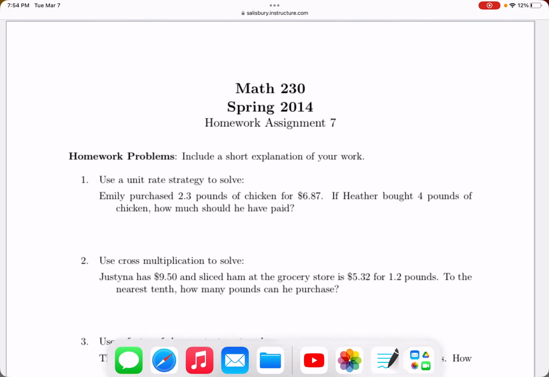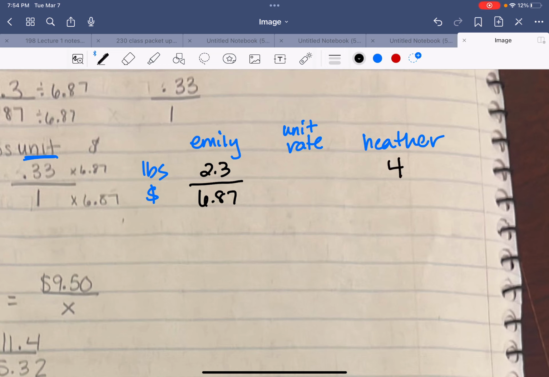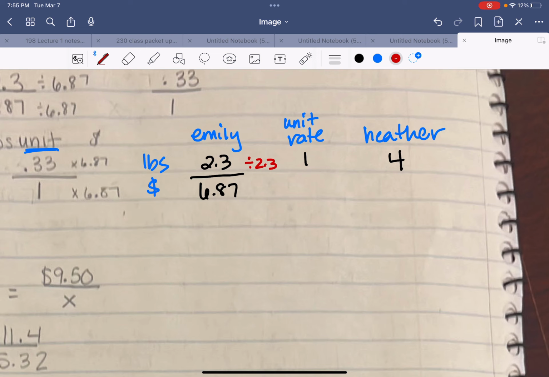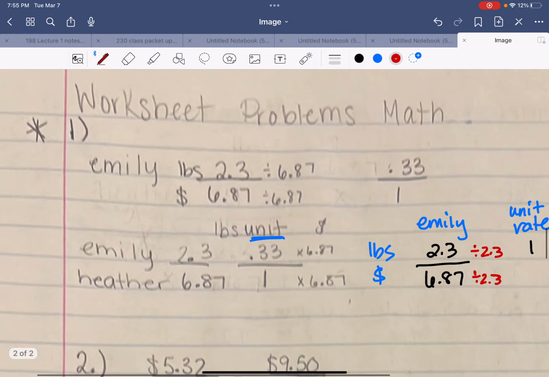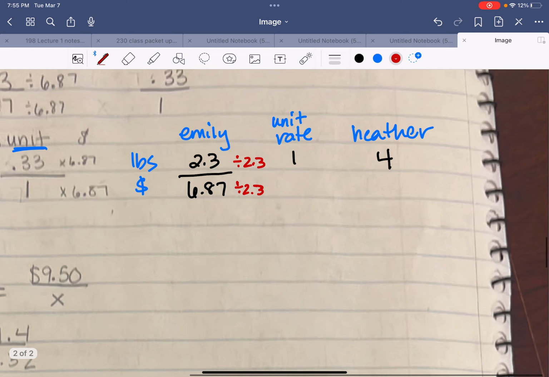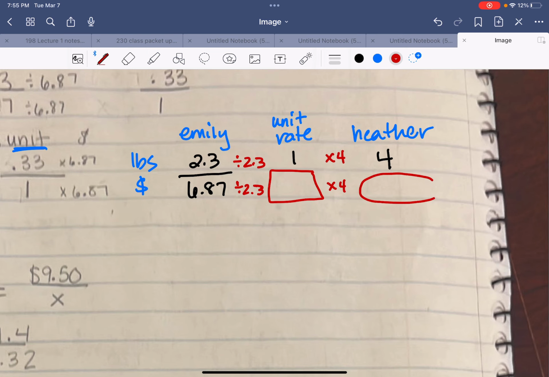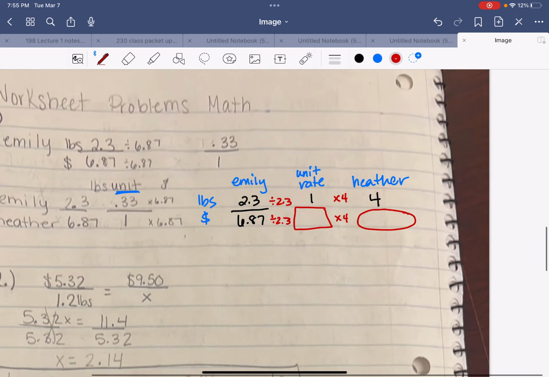Now, Heather has 4 pounds of chicken, so I'm going to put 4 pounds in the spot for Heather. Now, I put the 1 for the unit rate in the bridge spot, the one that I have both values for. So Emily has 2.3 pounds and Heather has 4 pounds. So that's what I'm going to go to 1 for. And you're going to divide by 2.3 to get that 1 and divide by 2.3 down here, which I'm not sure if you did. Looks like you didn't, okay? So that's going to give you this number. Then from there, you're going to multiply by 4 here to go from 1 to 4. So you'll multiply here by 4 as well to get this number, which is what you're looking for. Okay, so that's a little bit of a trick there.